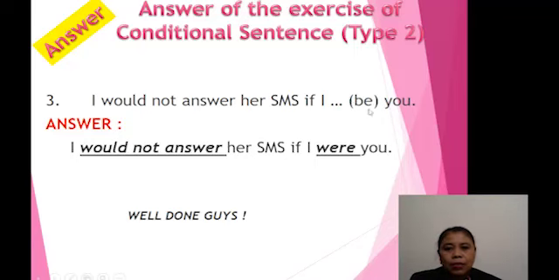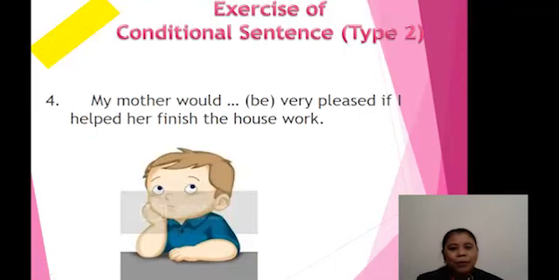So the second form of to be used for the if clause here is were. Remember, were is always used for the conditional sentence type 2 for all subjects. Yeah, you still remember. Very good. Okay, let's go to exercise number 4.